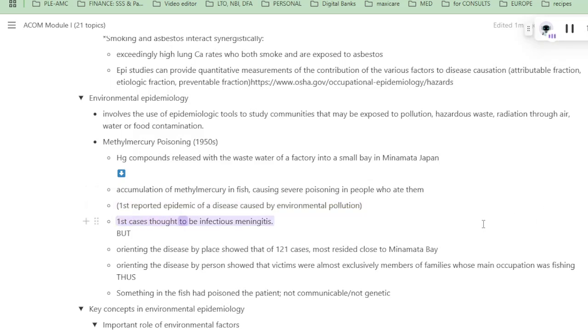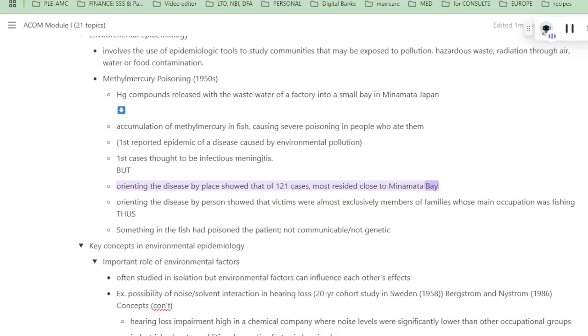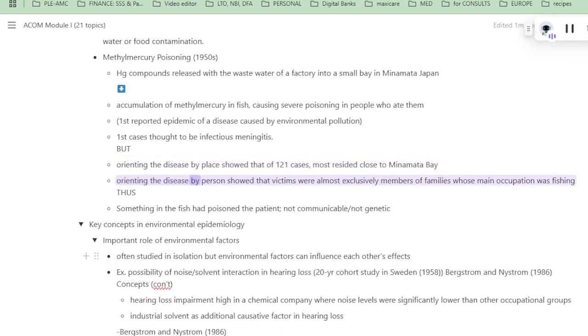The first cases were thought to be infectious meningitis. But orienting the disease by place showed that of 121 cases, most resided close to Minamata Bay. Orienting the disease by person showed that victims were almost exclusively members of families whose main occupation was fishing. Thus, something in the fish had poisoned the patients; it was not communicable or genetic.